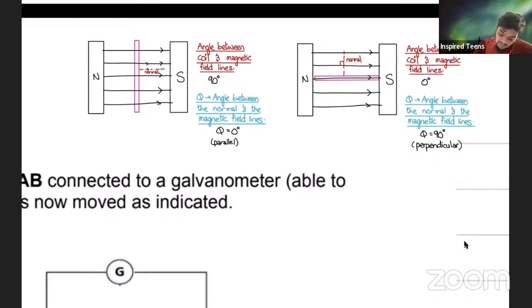The one that goes inside of the formula is theta, the one at the bottom. And what's nice, to get rid of the confusion, is that they're opposite. Whenever the angle between the coil and the magnetic field lines is 0, then the normal is 90. That just makes sense because the normal is always perpendicular to the surface. So just keep that in mind.